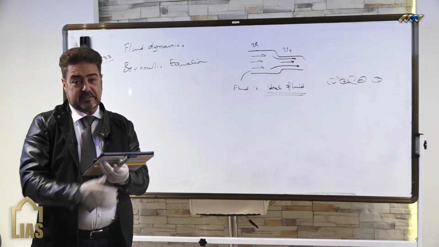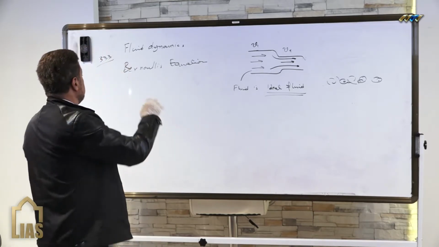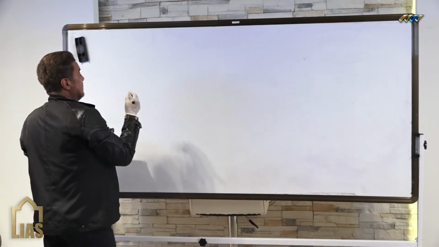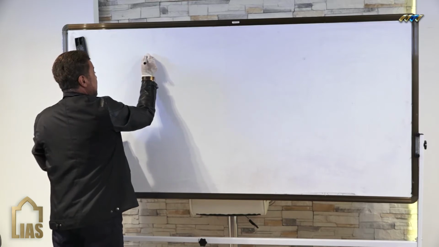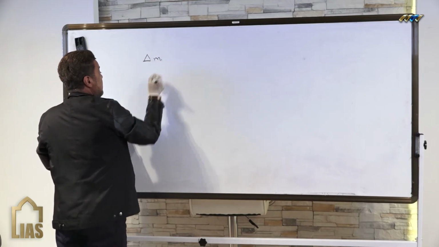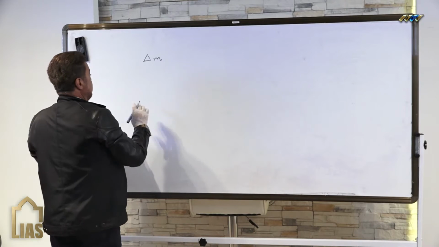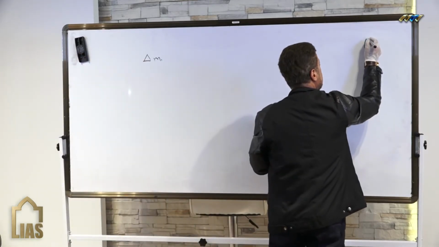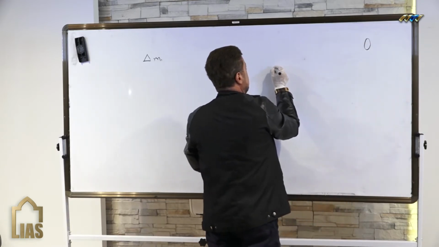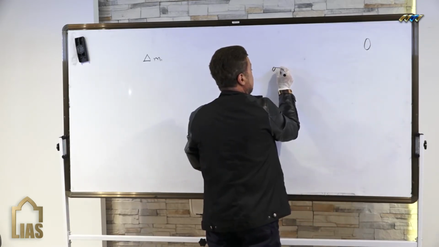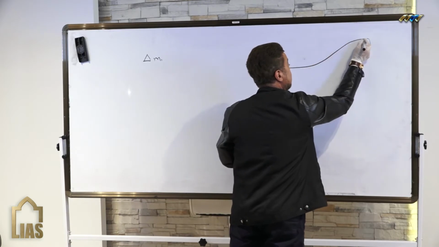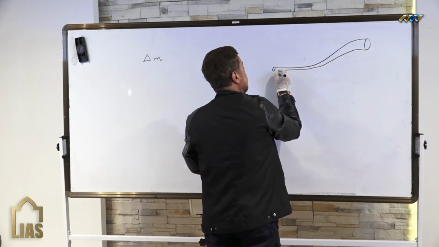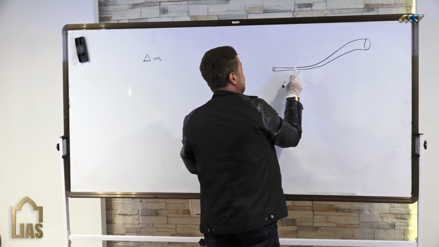Equation of continuity. This is very important also. Equation. Let's start it like that. Delta M1, part of fluid. Let's make the drawing here. Okay. Like this.